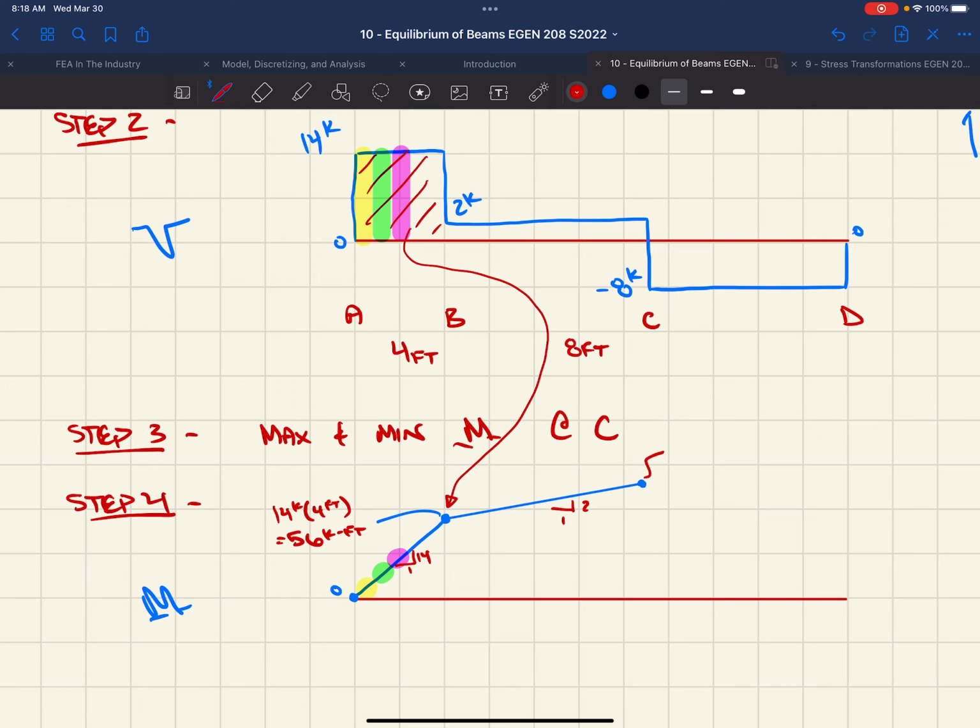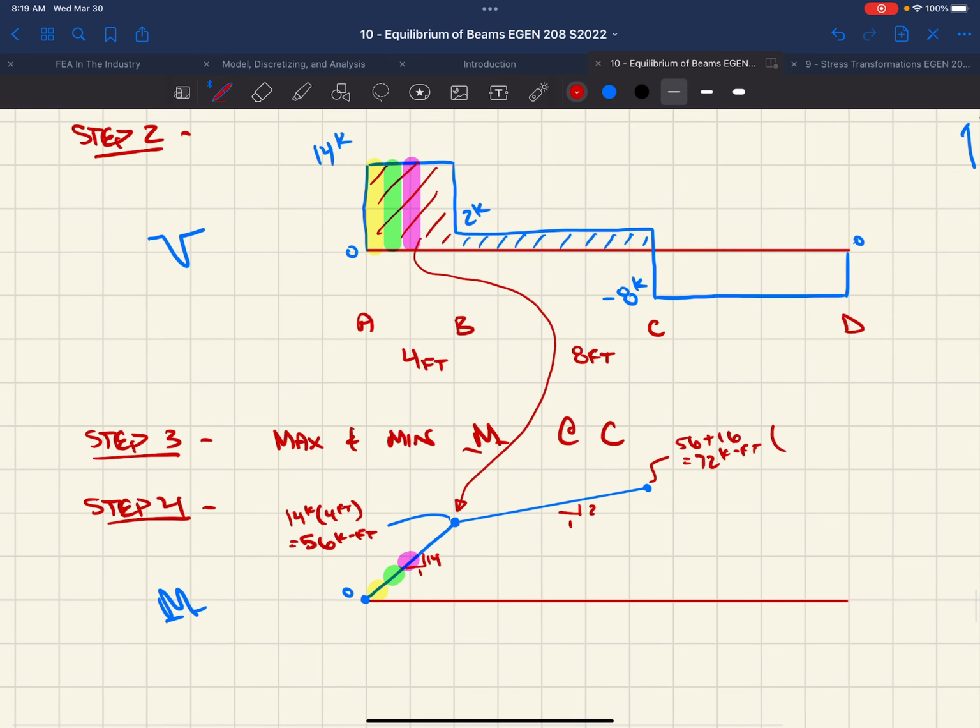Any ideas what the magnitude is out here at point C? 72, right? So it'd be 56 plus the area under our curve, or this part of our shear force diagram, right? Which is going to be 2 times 8, or 16. So it ends up being 56 plus 16, 72 kip feet. And this is our maximum moment, right?